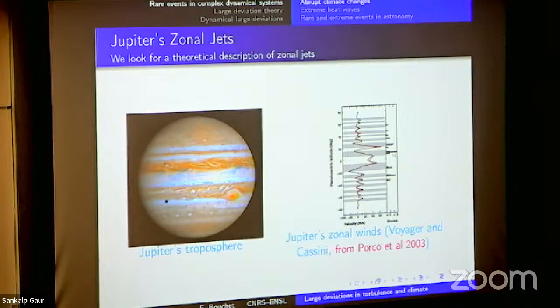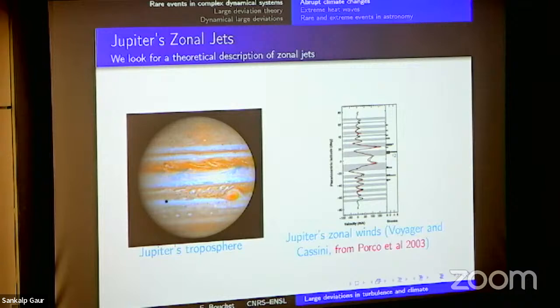There are about 12 jets for the northern hemisphere part of Jupiter, and about the same number in the southern part. For the Earth dynamics, you also have these jets, but there are mainly two jets, one per hemisphere, and they are called the jet stream. And the jet streams on Earth are very unstable, by contrast with Jupiter's, which are very stable.